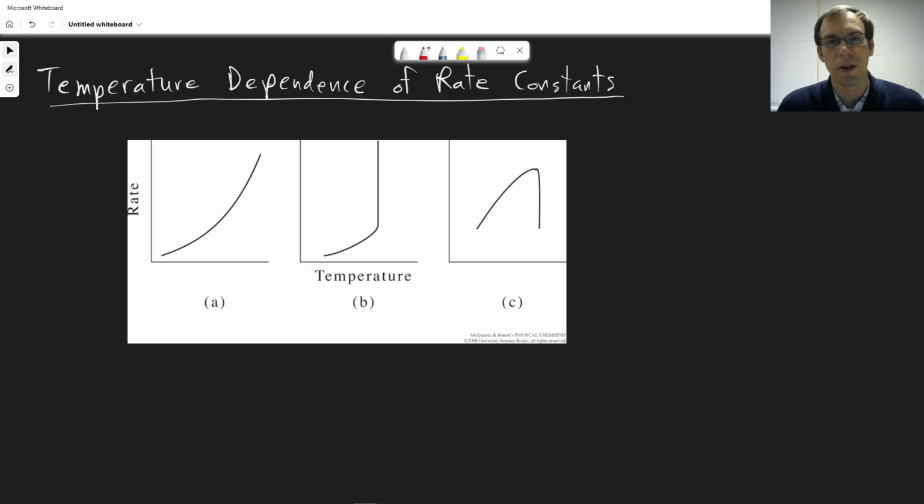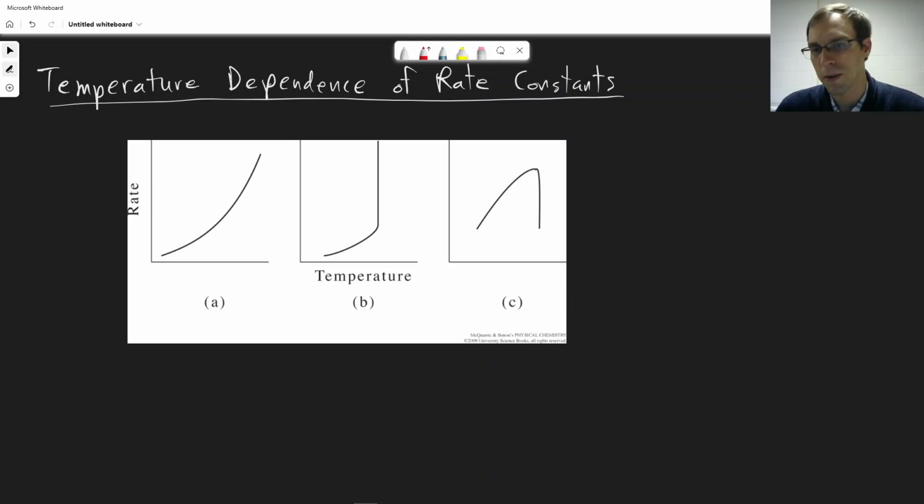The final topic we're going to be discussing in Chapter 28 on kinetics is how does temperature affect kinetics. Temperature is one of the main drivers behind how fast a reaction will go, the other one being concentration, which we've already addressed in talking about rate laws.